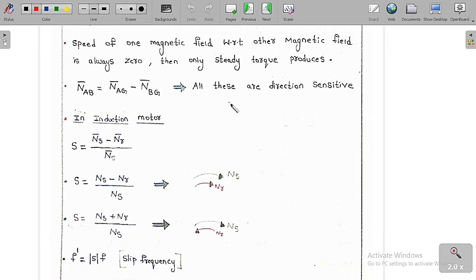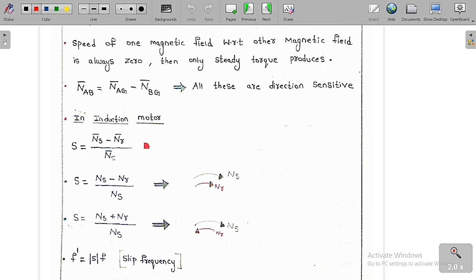So listen carefully. Let me assume one direction as positive. Any vectors which are rotating in the opposite direction are called negative, and any vector in the same direction as the assumed one is said to be positive. So this equation is a sign sensitive equation. Therefore, N_AB is equal to N_A with respect to ground minus N_B with respect to ground. All these are direction sensitive, or sign sensitive, equations. These are vector quantities, which means they are direction sensitive. So we have to assume one direction as positive, and any vector in the same direction is positive, and any vector opposite to this direction is negative.